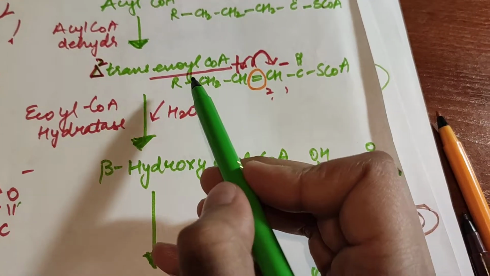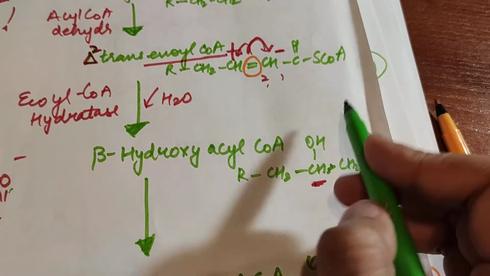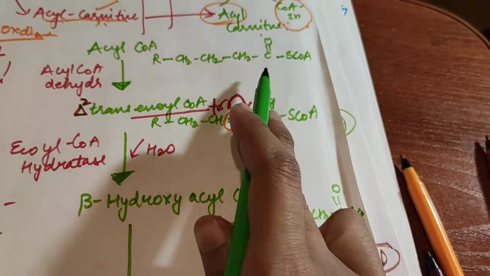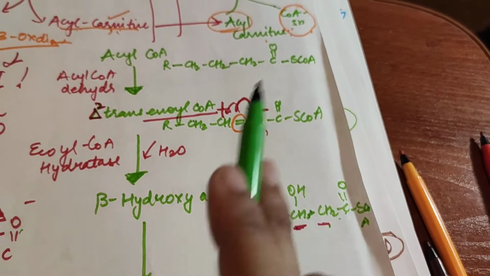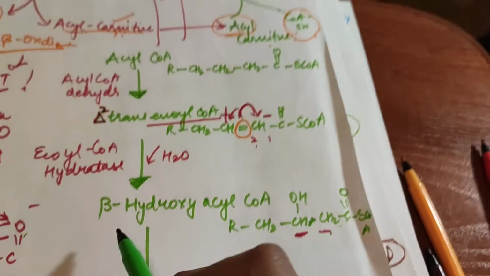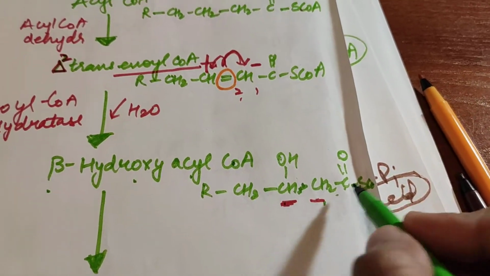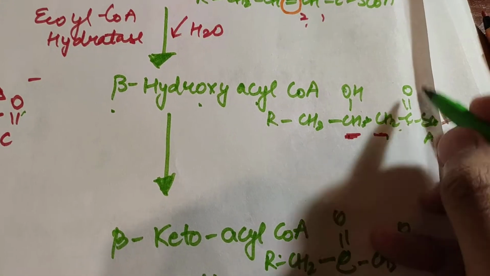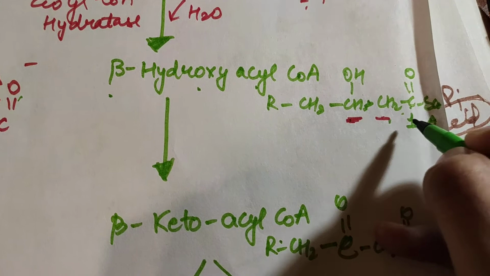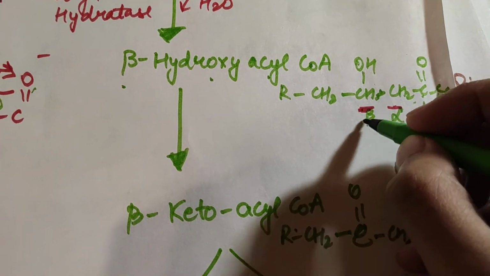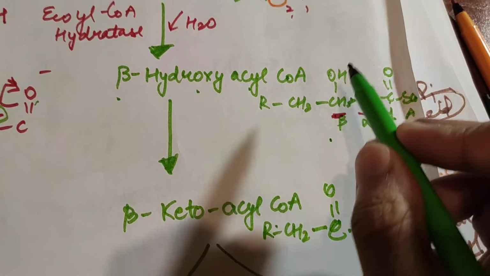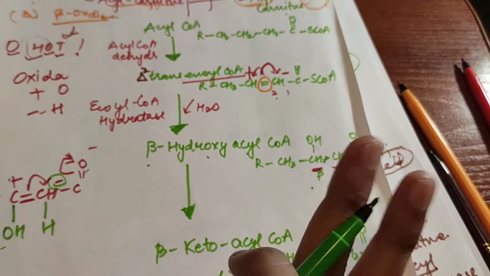Why acyl coenzyme? It was already there. Now we have added the OH over here. This is same as it is, but this OH is added. So if we have added OH, it is beta hydroxy acyl coenzyme. Why? Because this carbonyl carbon is the first carbon, then afterwards alpha, beta. Okay, so this is beta hydroxy acyl coenzyme.